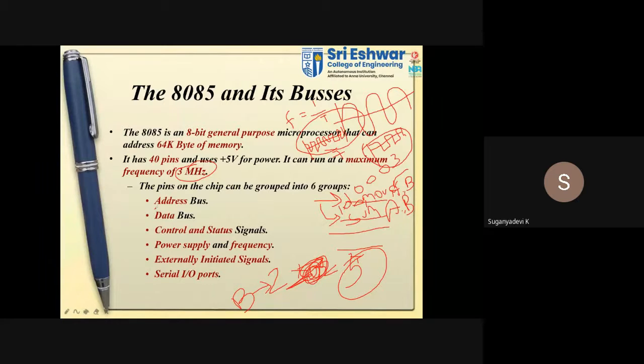Next, the pins on the chip can be grouped into 6 groups: address bus, data bus, control and status signals, power supply and frequency, externally initiated signals, and serial input output ports. These groups are important in the architecture of 8085.